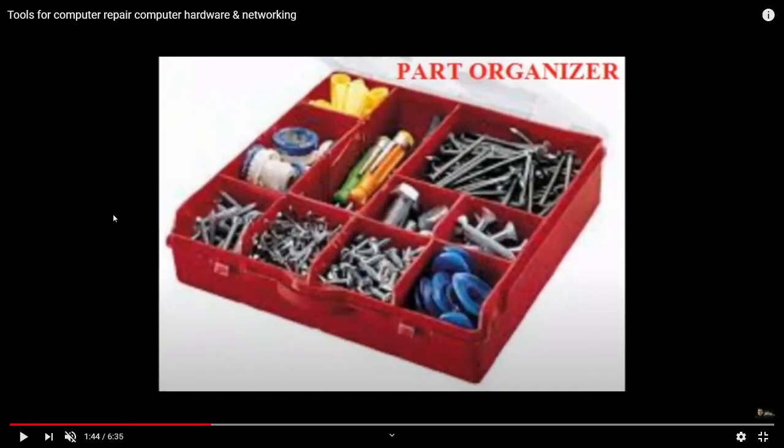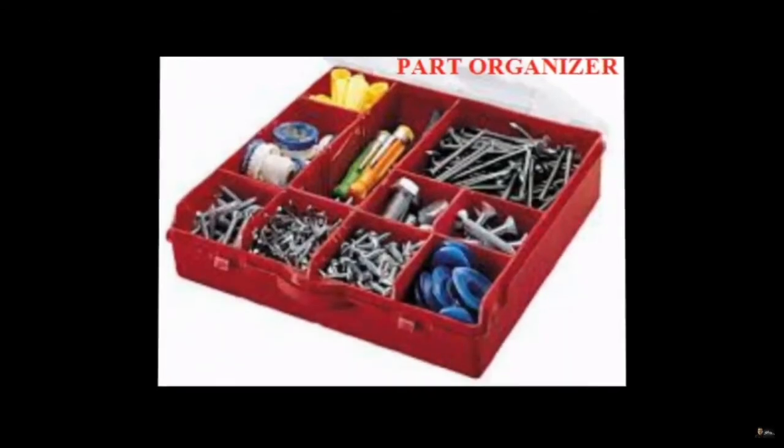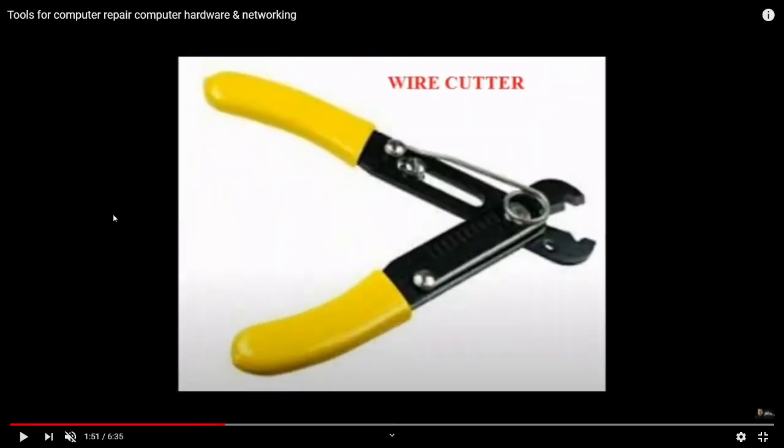Part organizer. An organizer box is a type of storage box featuring small compartments for sorting components like screws, nails, bolts, washers, etc. Wire cutter. Wire cutters are commonly used to cut copper, brass, iron, aluminum, and steel wire.